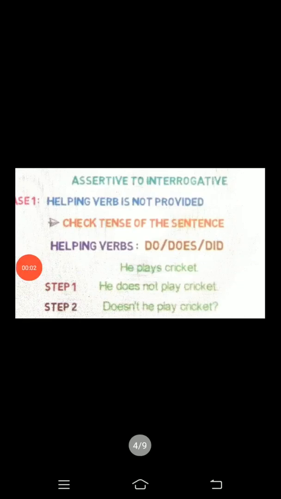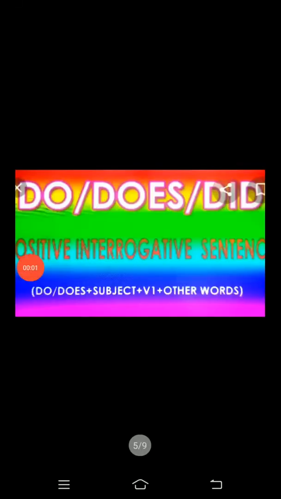Now let us learn the general rules for making interrogative sentences. Before you transform a sentence, you should always check the tense of the sentence. The interrogative sentence in simple present tense is formed with do or does plus subject plus the root form of the verb, or the base form of the verb. If the subject is singular, I'll use does, but if the subject is plural, I'll use do.